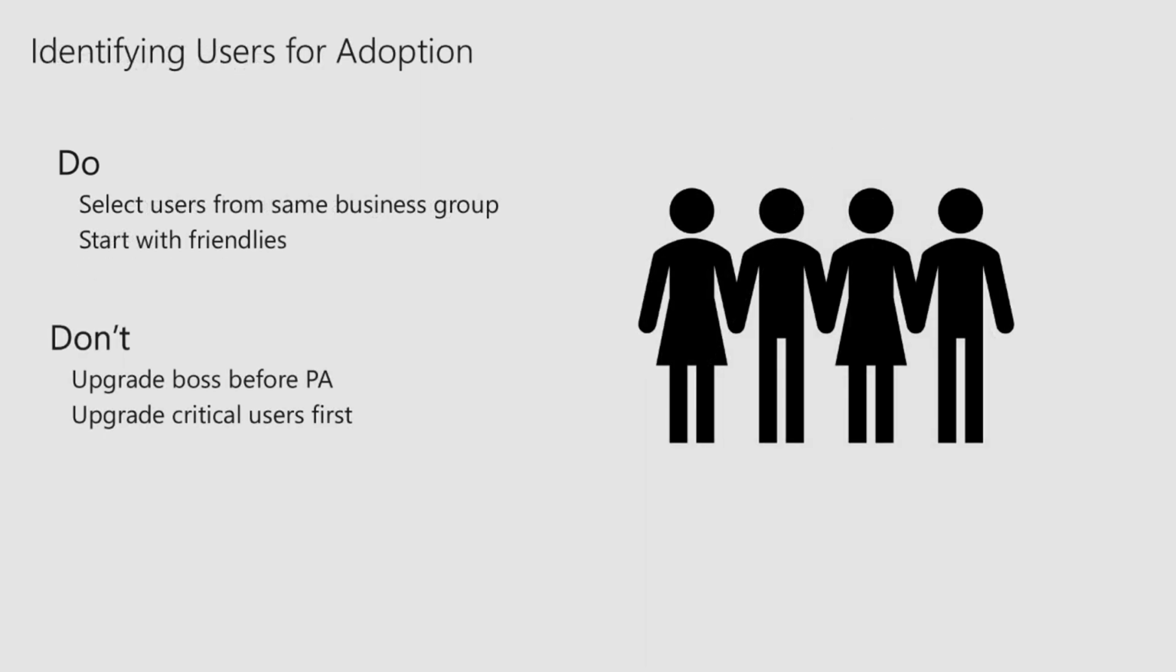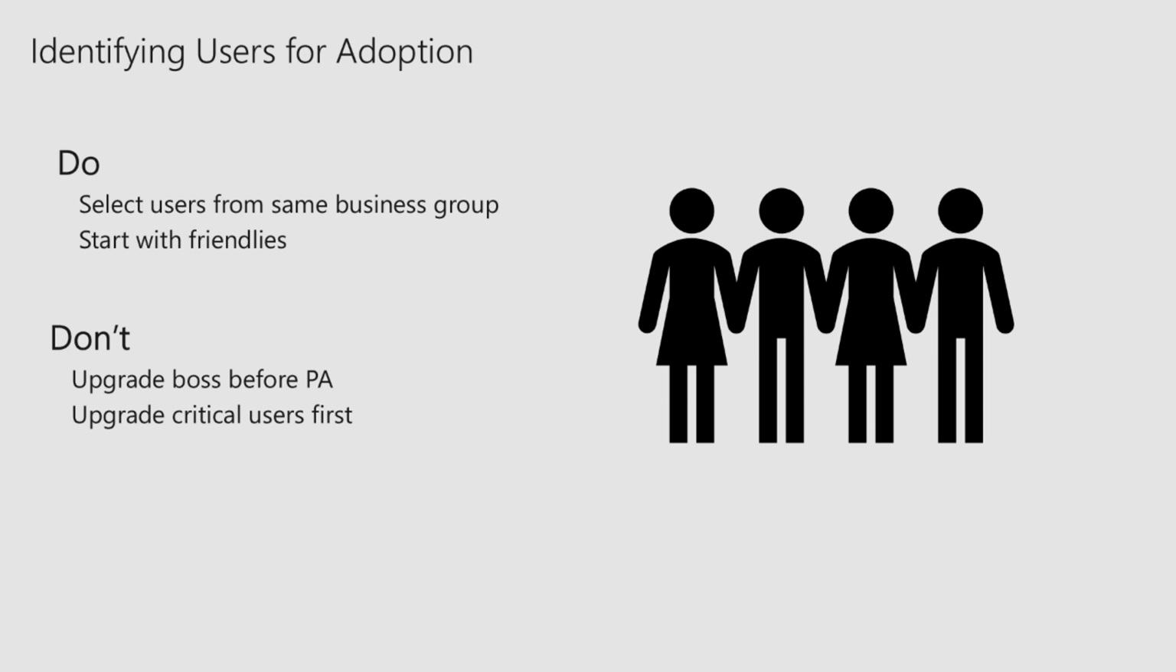And it goes without saying, you don't want to upgrade the boss before the PA. Never a good scenario. I think we've all been in those situations. We want to be sure we identify ahead of time all the various relationships between people, boss, delegate, etc. It's kind of hard to pull back from that kind of a scenario, so we really want to avoid it.